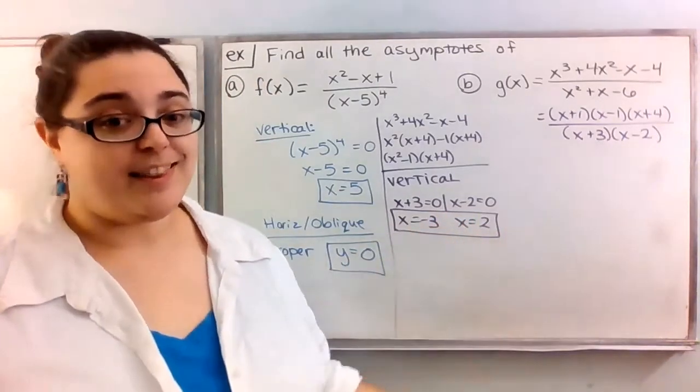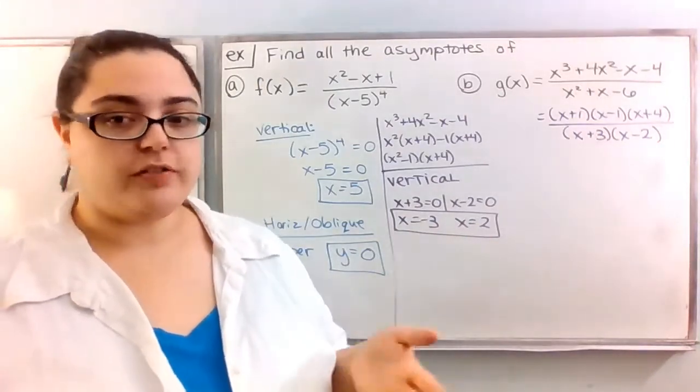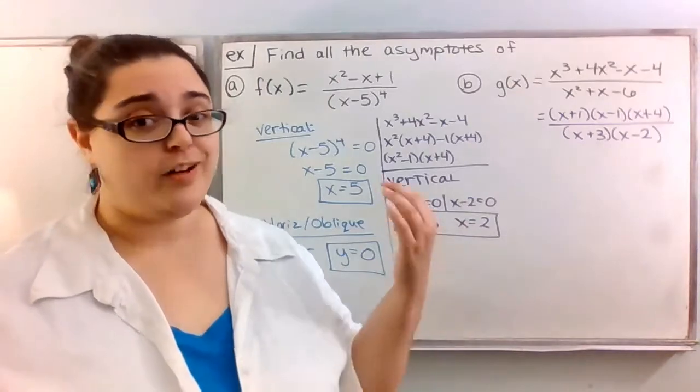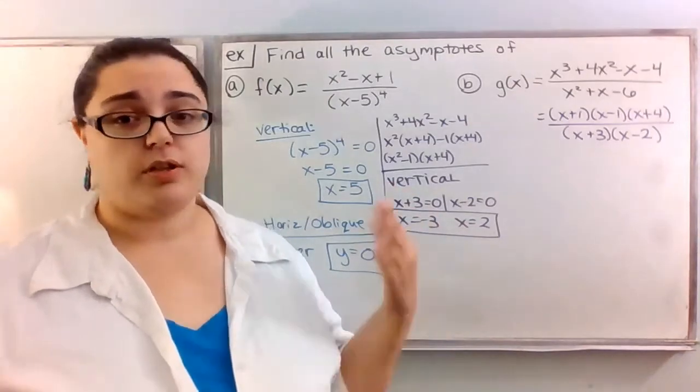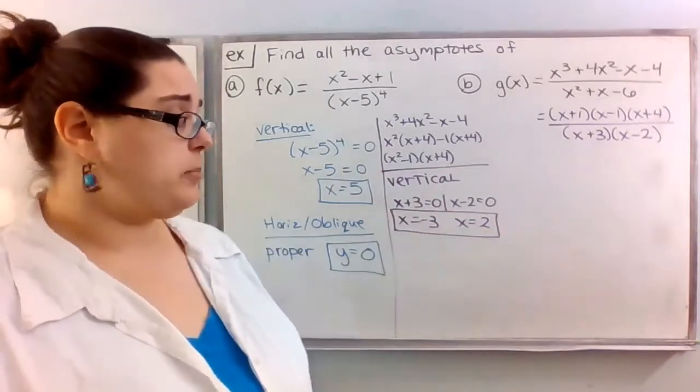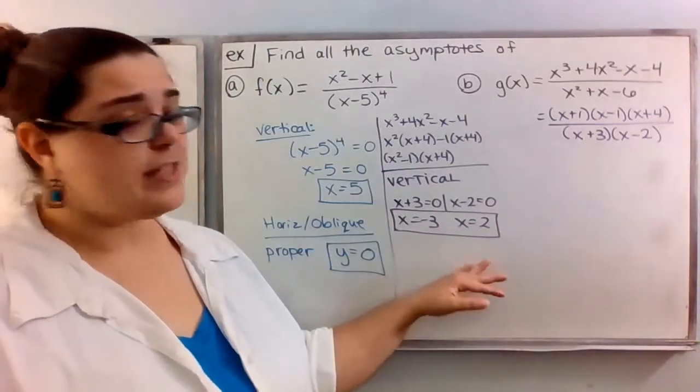So you can see that sometimes a rational function will have more than one vertical asymptote. That's totally fine. You can have more than one vertical asymptote. You can have more than one hole in your function. All sorts of things can happen. So that's the easy one.